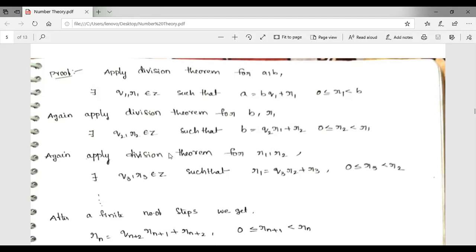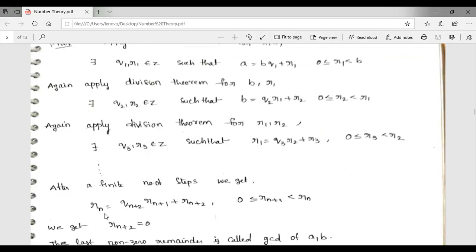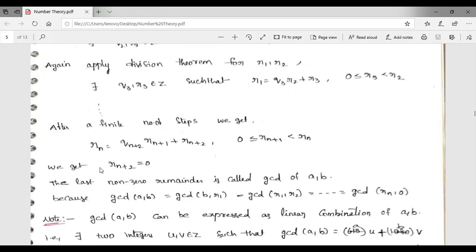So we are applying the division theorem repeatedly for a finite number of steps. Rn is equal to Qn plus 2 Rn plus 1 plus Rn plus 2, where 0 is less than or equal to Rn plus 2 less than Rn plus 1. We repeat the division theorem until we get the remainder 0, that is Rn plus 2 is equal to 0. The last non-zero remainder is called the GCD of A comma B.